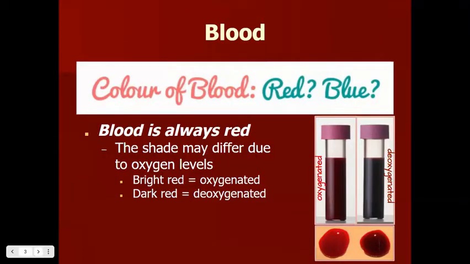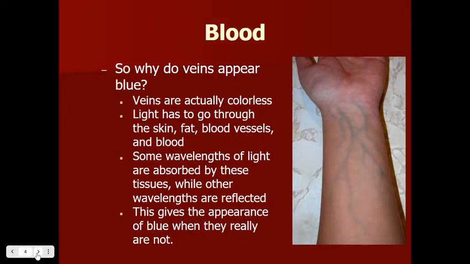One thing to remember is that blood is always red. The shade may differ due to oxygen levels. When blood has lots of oxygen, it's bright red, and when blood has less oxygen in it, it's dark red, but it's always red. So why do veins appear blue?